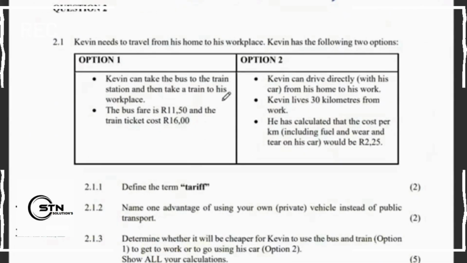Question number 2. Kevin needs to travel from his home to his workplace. Take note of this. Whenever you hear such a question, needs to travel from his home to his workplace, this means the final answer is going to be multiplied by 2. Why? The person has to go to work. That's the first route. And from work, they have to come back home. So this is the first route and the second one. That's why we need to multiply the answers by 2.